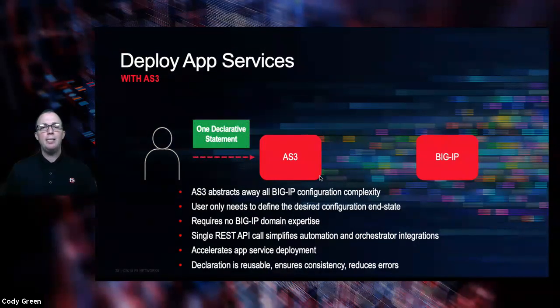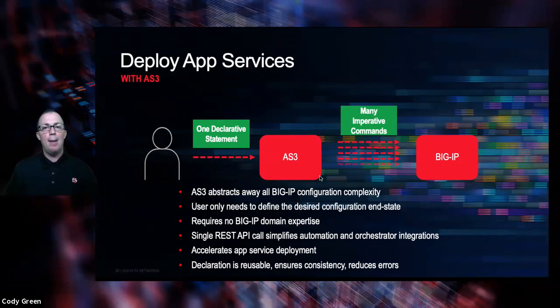What we want to do is help remove that complexity. So you make a single declarative statement against the F5. You're simply defining the end state of the application. Let us deal with the many imperative calls that happen on the back end.